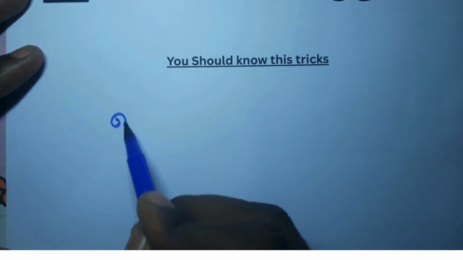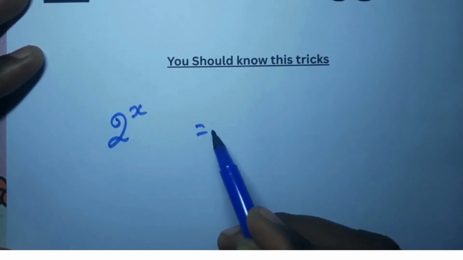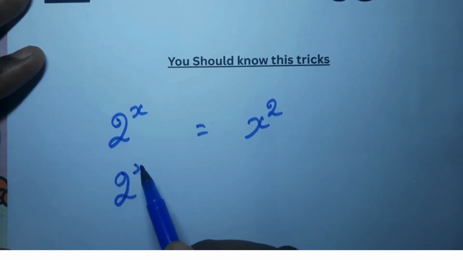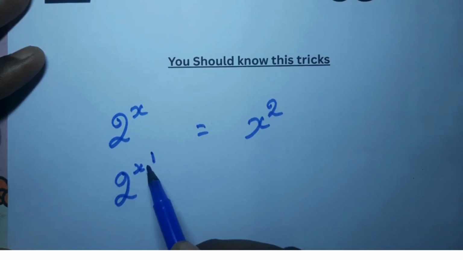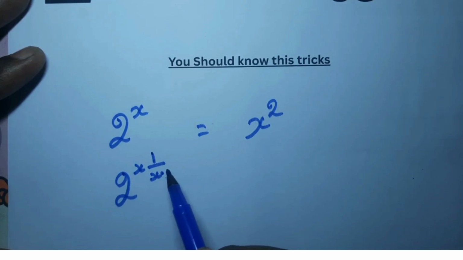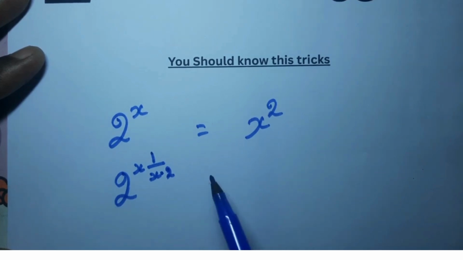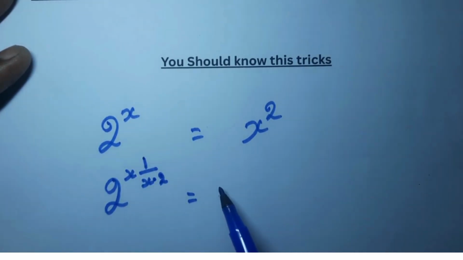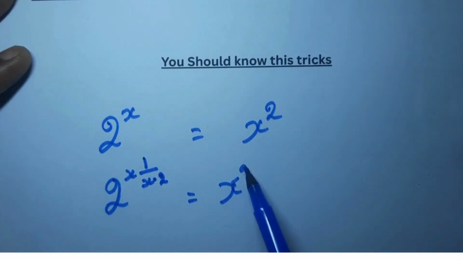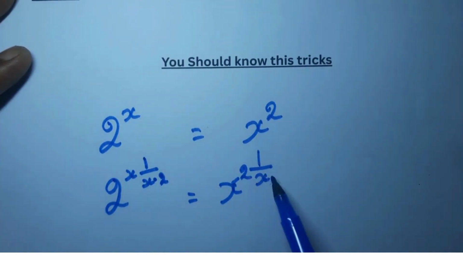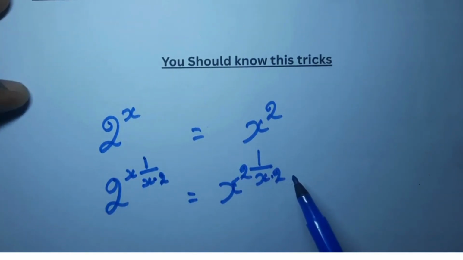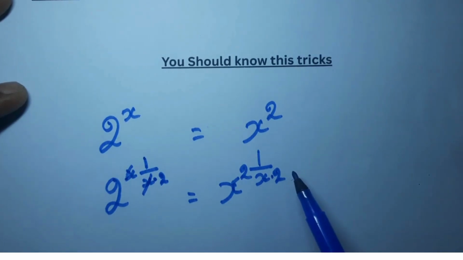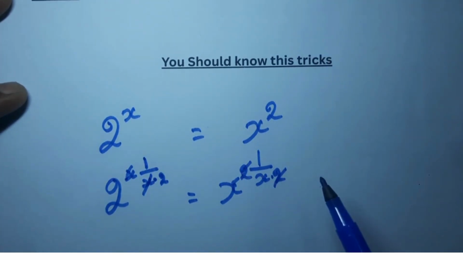We have 2 power x equal to x to the power of 2. Here we raise both sides to the power 1 by x, that means we multiply by 1 by x into 2 on both sides: x to the power of 2 into 1 by x into 2. Once it is done, this x and this x will get cancelled. In the same way, this 2 and this 2 will get cancelled.